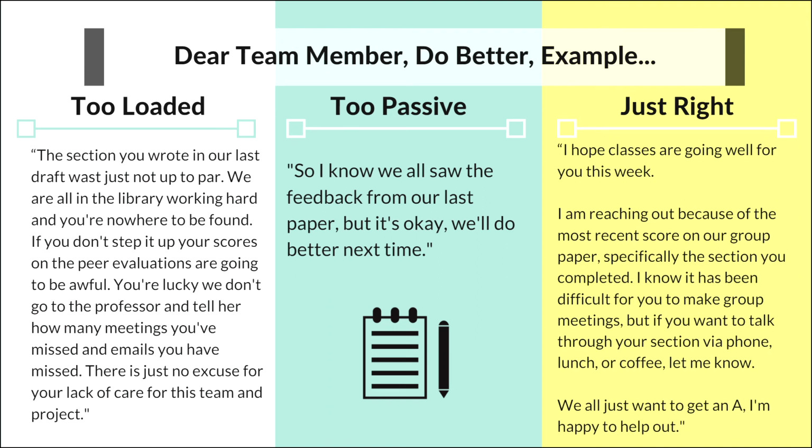So I know we all saw the feedback from our last paper, but it's okay. We'll do better next time. Not all of us like conflict. Most of us don't like conflict. But at the end of the day, we don't run from it. We're not passive aggressive and then complaining to our team members behind people's back, right? There's a middle ground that we can have.